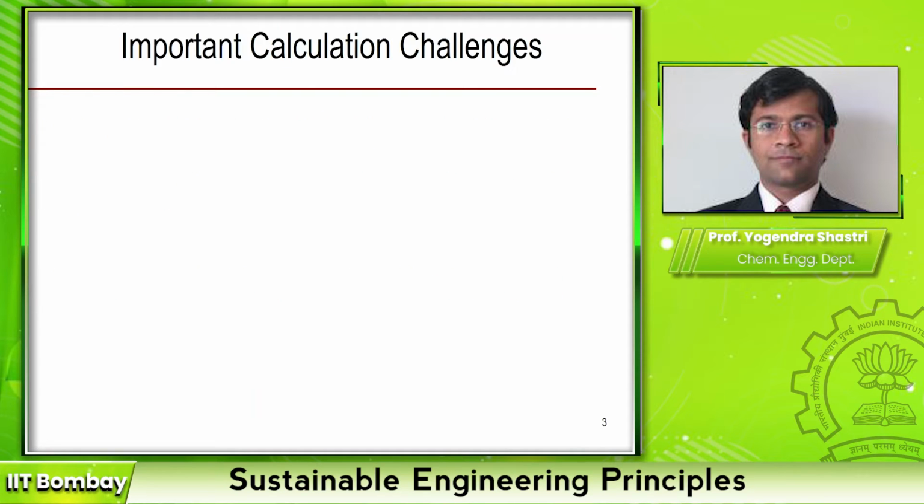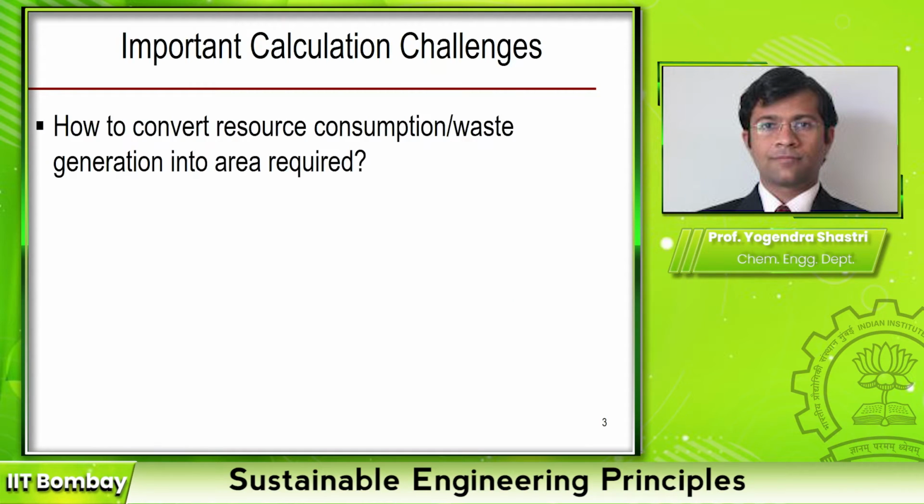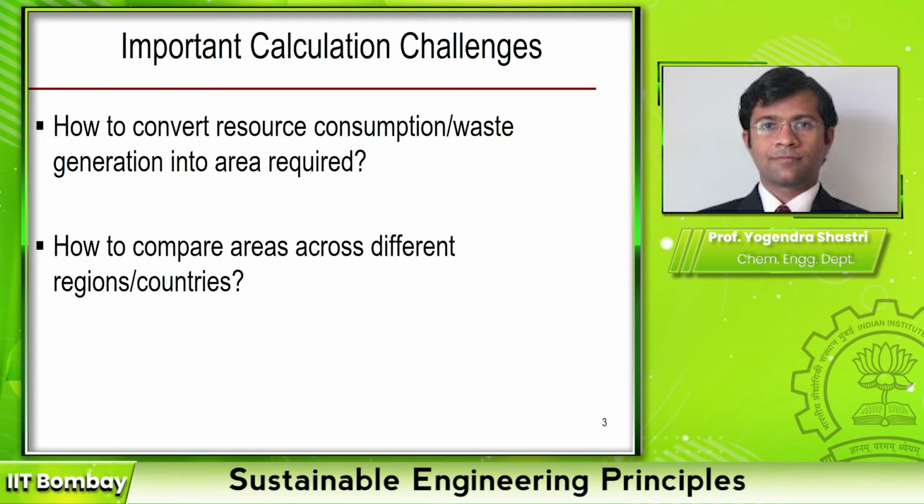Now, when you think of doing these calculations, there are certain challenges or important questions that come up. The first question is, how do you convert a resource consumed or waste generated into area required? What is that calculation? How is it done? The second question is, how do you compare areas across different regions or countries? In other words, different countries or different regions have different yields, different productivities. Is 1 hectare in one country the same as 1 hectare in another country? That is the second important question that we need to answer.